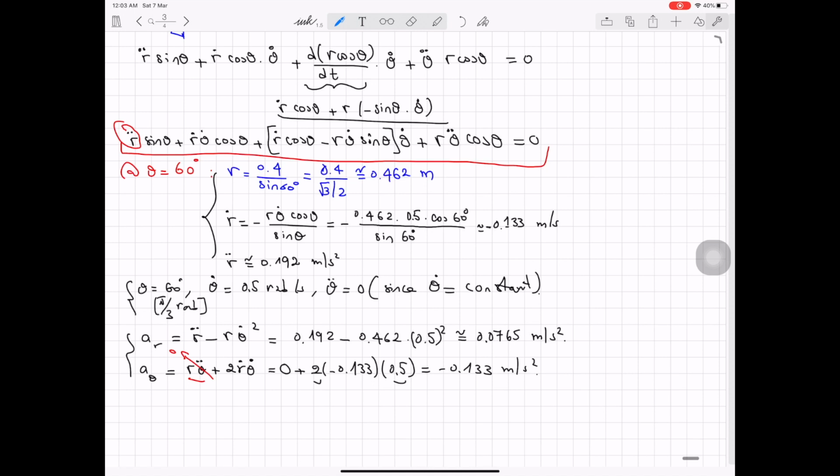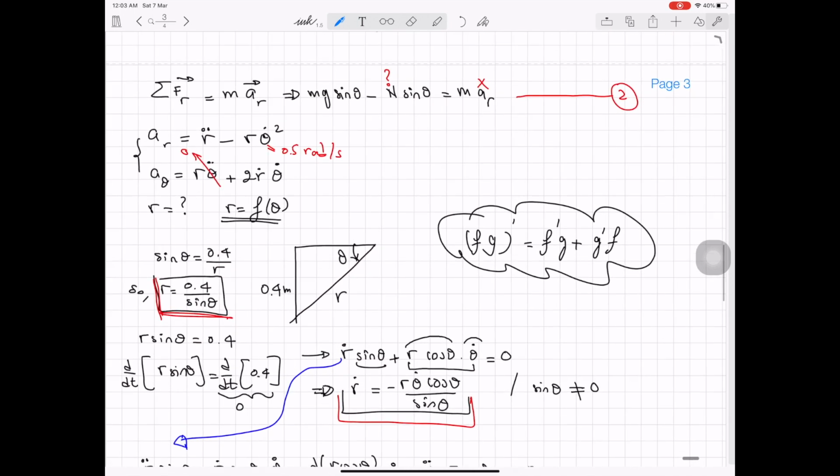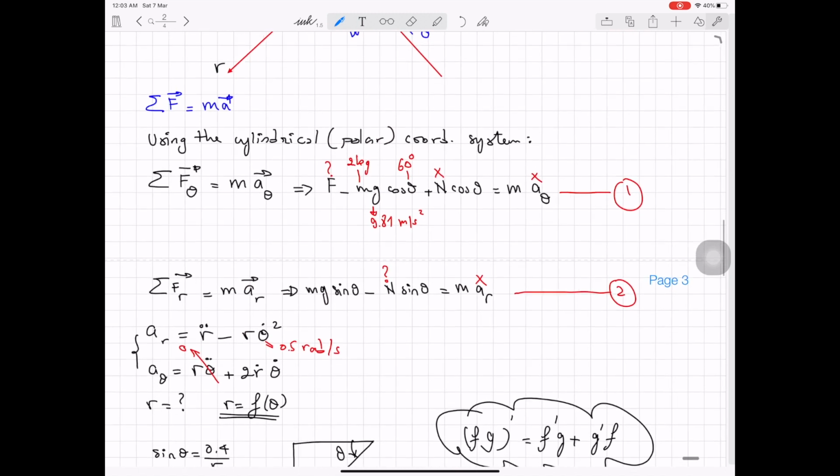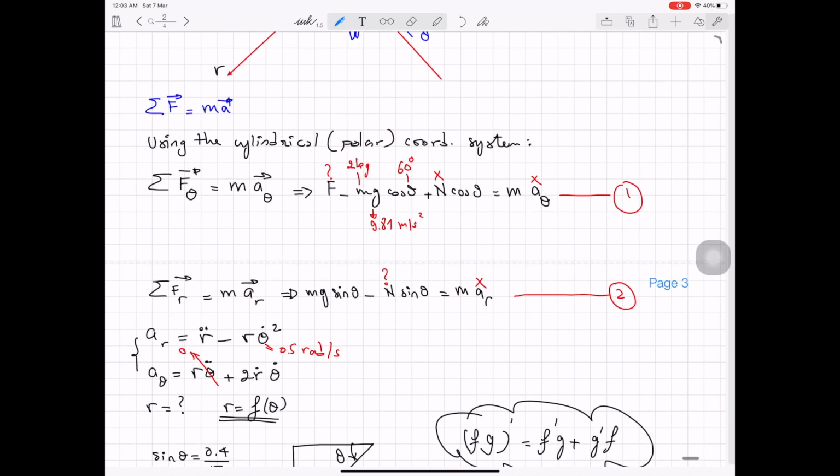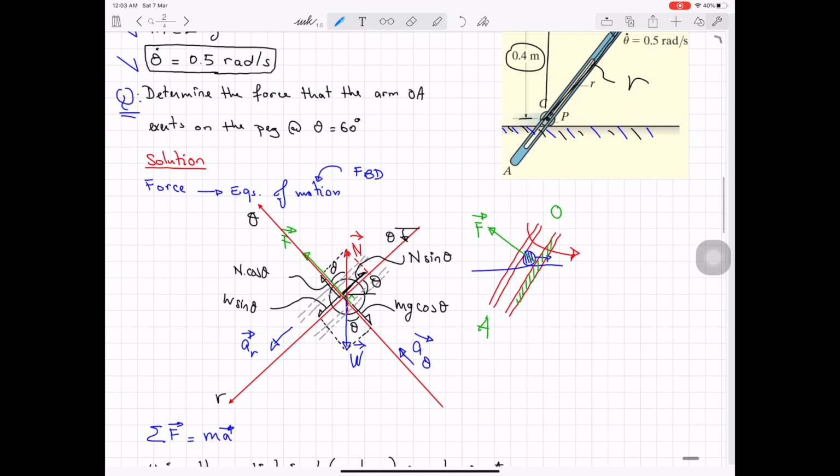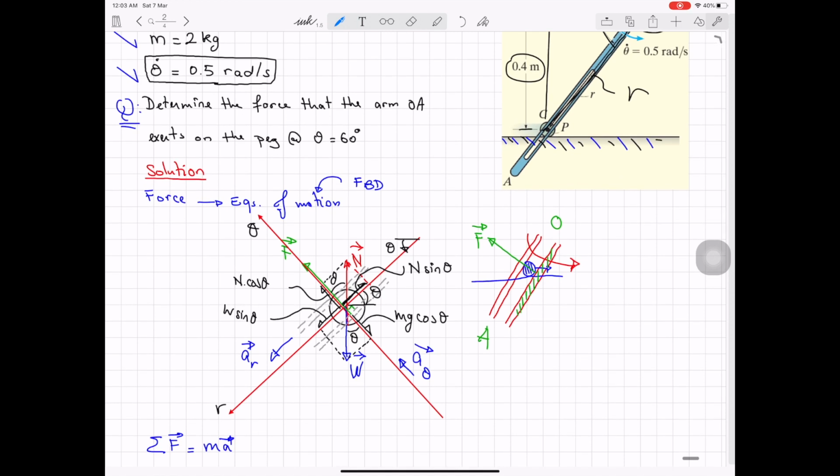Okay. Now that I have the radial and transverse accelerations, I can go back to equation 1 and equation 2. If I solve these two equations simultaneously, I can calculate both the normal force due to the action of the horizontal support, and the other force that is exerted by the arm OA. Actually, only the right side of the arm OA, which is the force F.